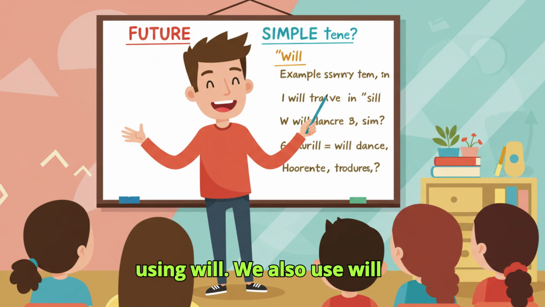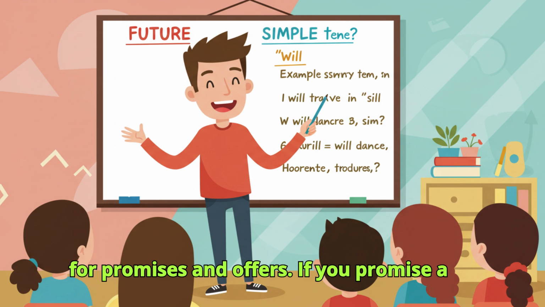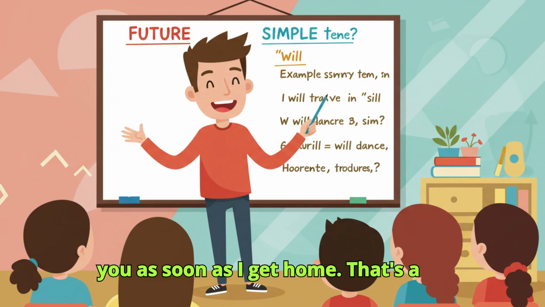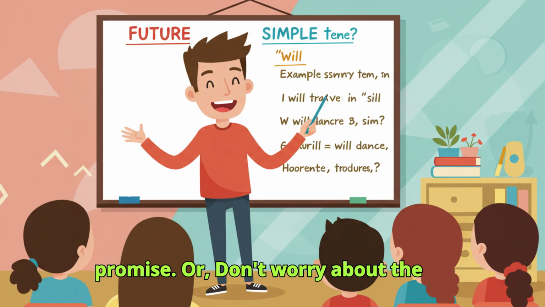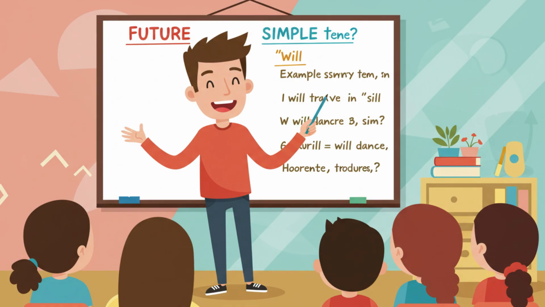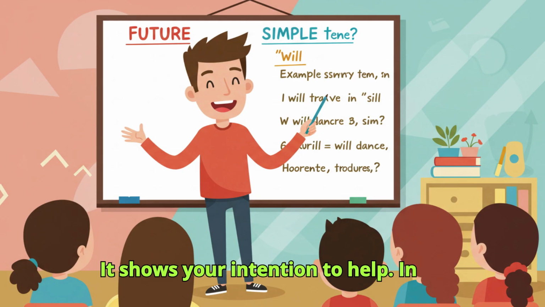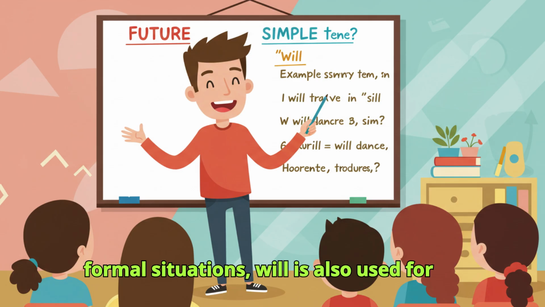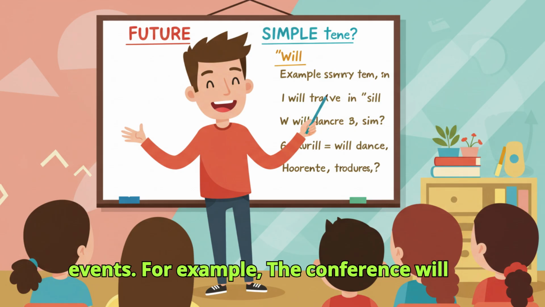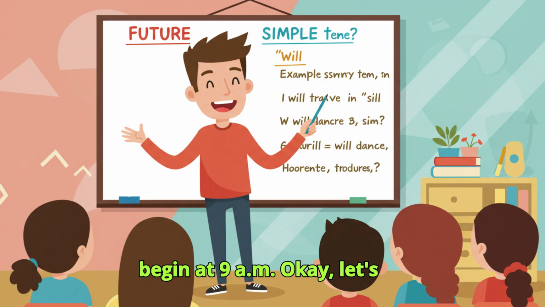We also use will for promises and offers. If you promise a friend something, you can say, "I'll call you as soon as I get home." That's a promise. Or, "Don't worry about the dishes, I'll wash them." That's an offer. It shows your intention to help. In formal situations, will is also used for official announcements or scheduled events. For example, the conference will begin at 9 a.m.